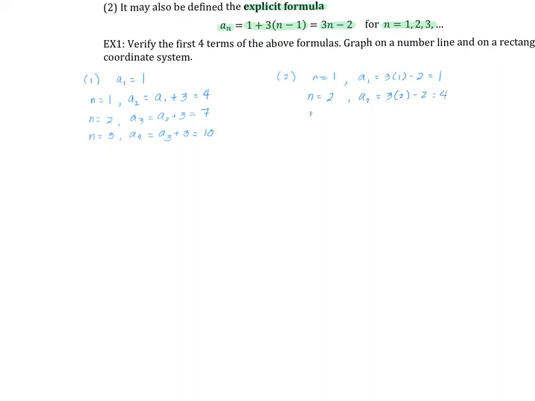And you can see when n is equal to 3, a sub 3 is 3 times 3 minus 2, which is 7. And then when n is equal to 4, we're at a sub 4. 3 times 4 minus 2, which is 10. So those formulas work out.